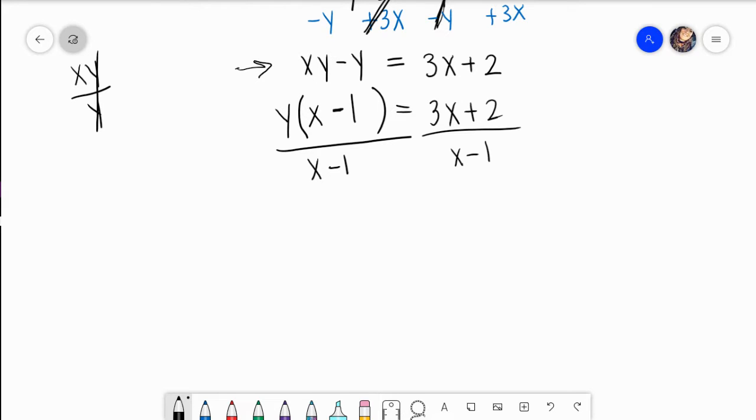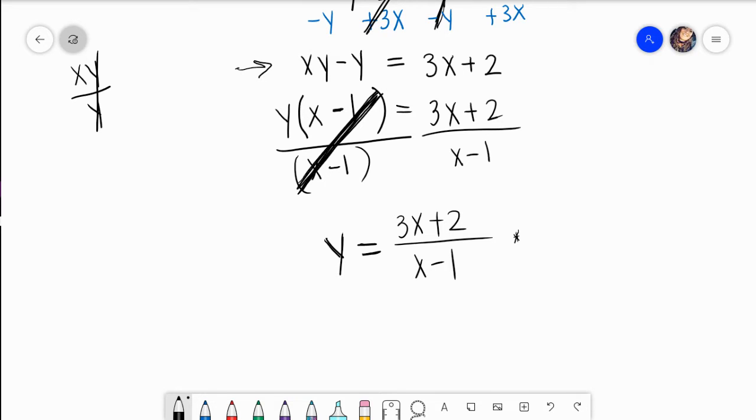Now, on the left-hand side, I have my y, and those canceled because anything divided by itself is just 1, right? And then we have equal. And then on my right-hand side, I have 3x plus 2 over x minus 1. So this is what you would call the inverse of f, or you could say f inverse. Right there.